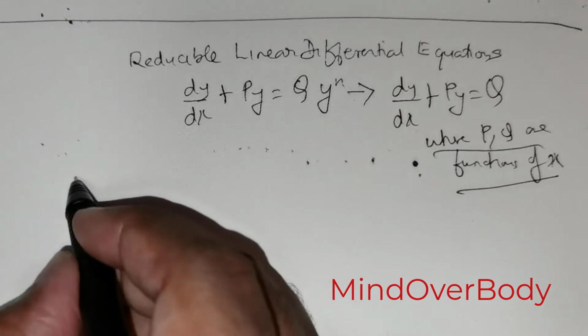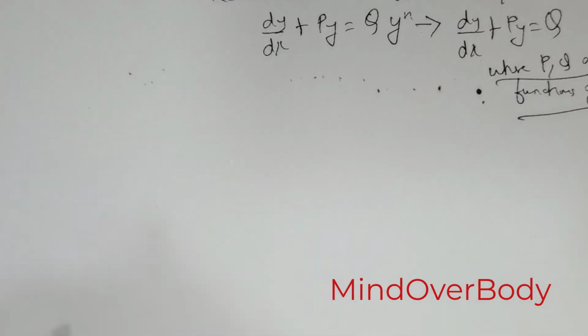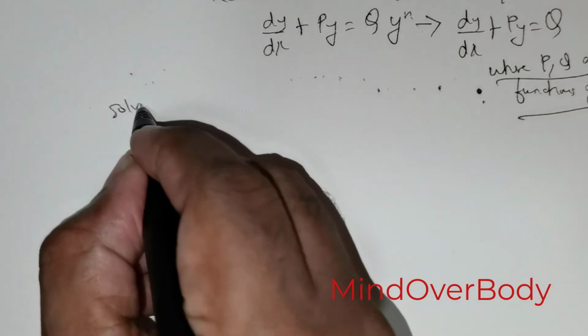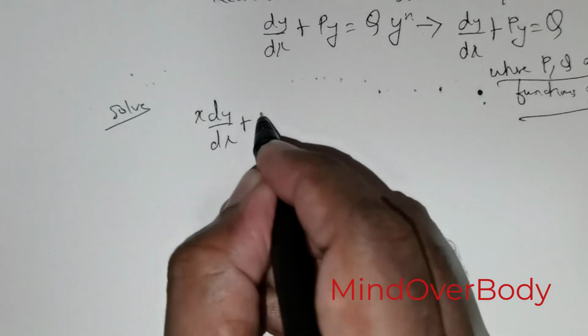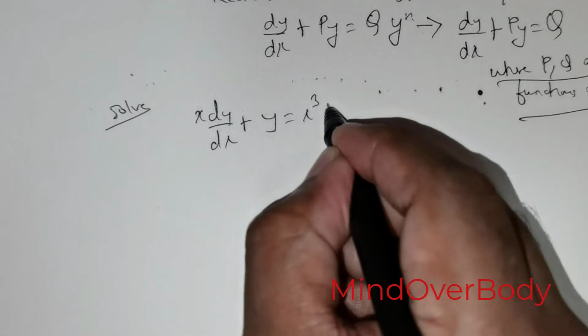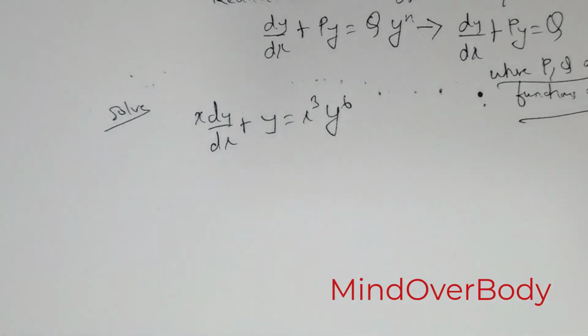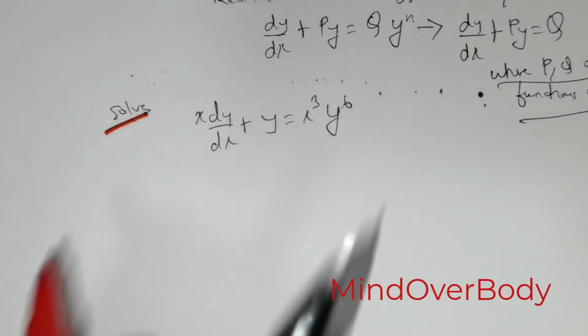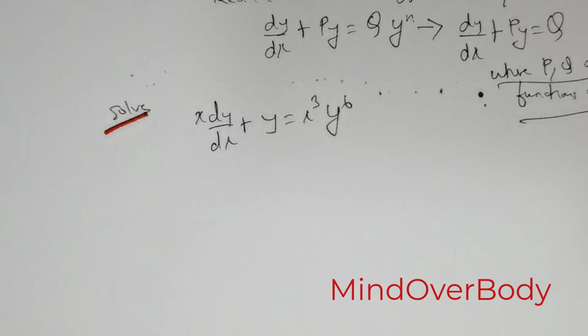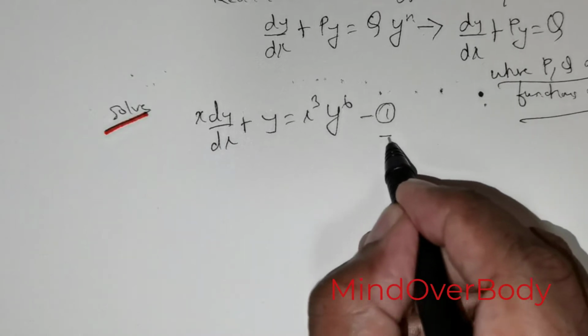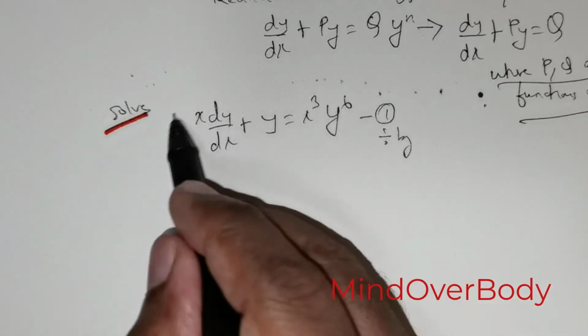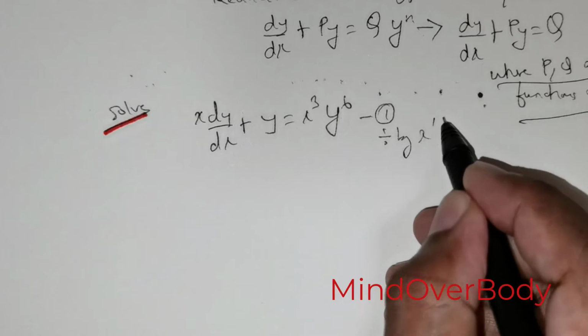Now let us just solve a question. So we are given a problem, say: solve x·dy/dx + y = x^3·y^6. So this is the question we will be attempting to solve. So foremost, I'm going to take this as 1, and I don't want to have a coefficient here, so I'm dividing by x throughout.